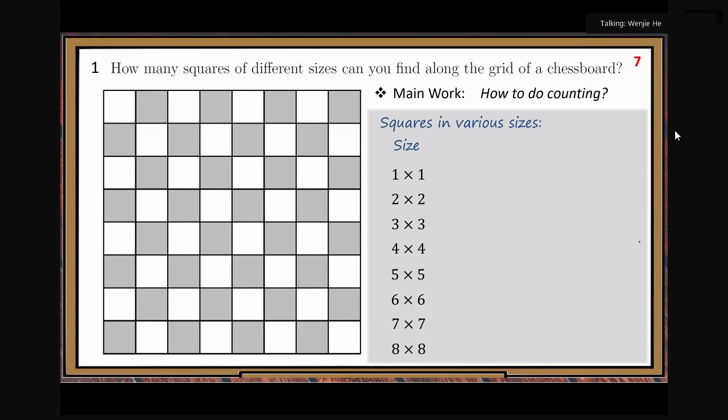When you do the counting, we only need to look at the number of squares in each of the 8 sizes. When we count the number of 1 by 1 squares, how many do we have? Only 1 by 1. Don't look at other squares. Only 1 by 1 squares. How many?